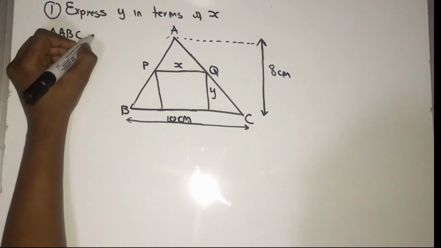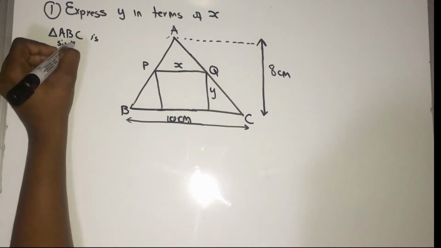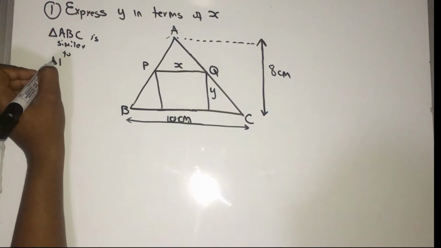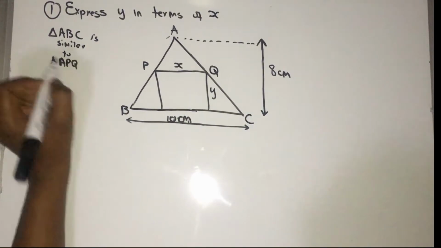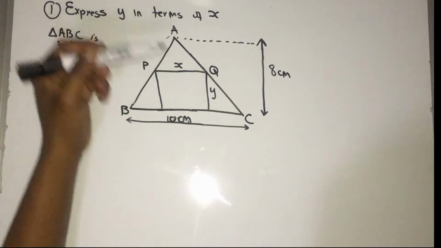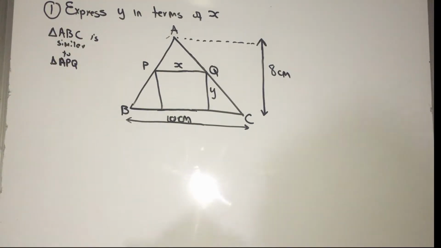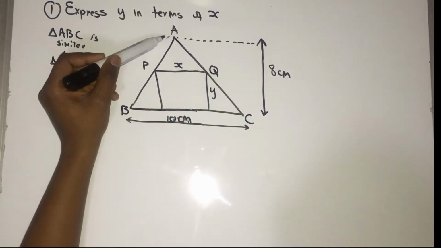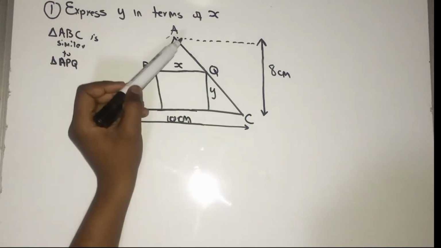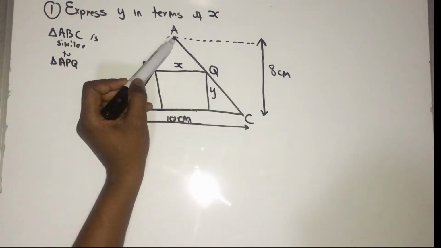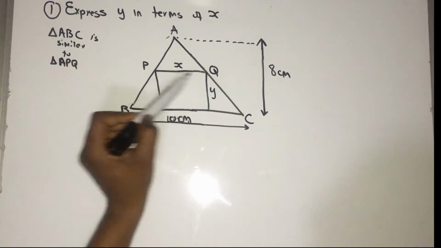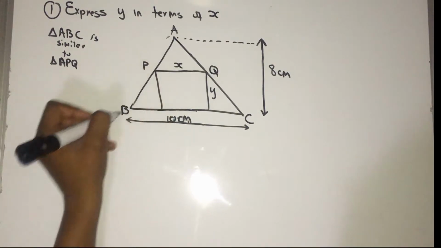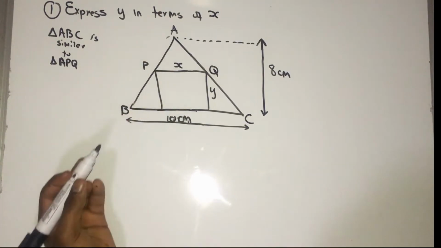ABC is similar to triangle APQ. So that's our hint. Now what does the similarity mean? It means that everything is in proportion when comparing these triangles. So this side is in proportion with this side, just as this side is in proportion with this side, just as this side is in proportion with this side. So what does that mean? It means if we were to take ratios of each side, they're going to be the same.